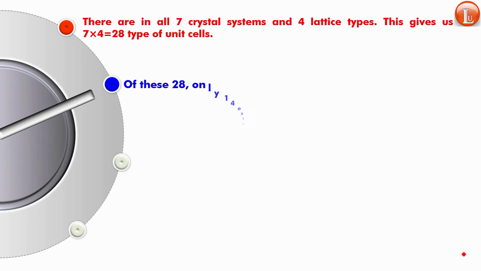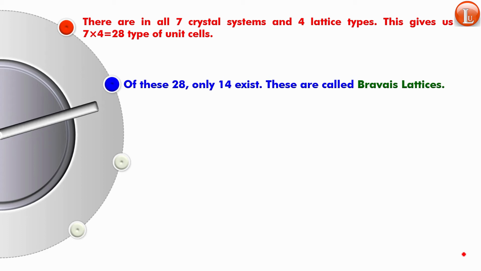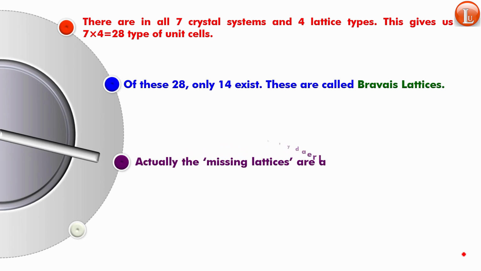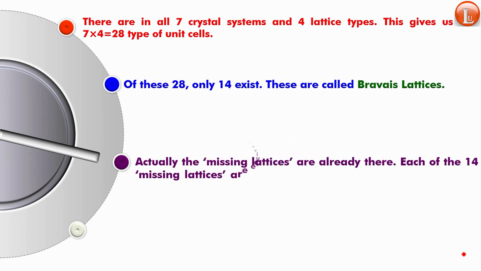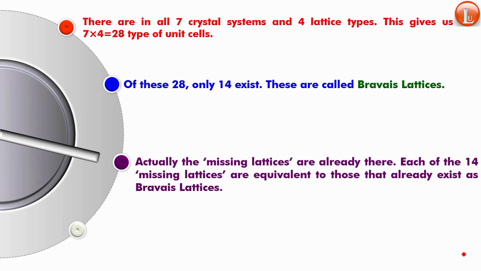And these are called Bravais lattices, after the person who discovered this. Now, what happened to the other 14, the missing 14? Well, the missing 14 will actually exist in these 14 itself. They're not actually missing. So actually, the missing lattices are already there. Each of the 14 missing lattices are equal to those that already exist as Bravais lattices. And this is exactly what we're going to see in the next video.